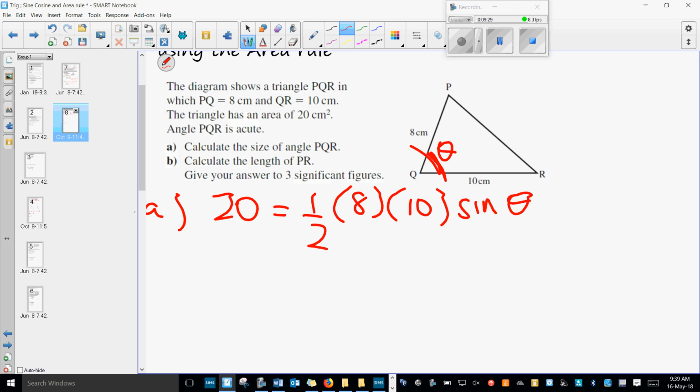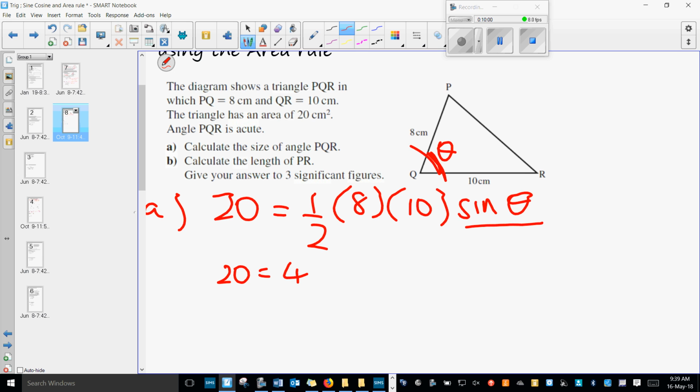I now need to start rearranging because my unknown is over here, so I need to move everything away from it. We just talked about this: if we have a half of something, the easiest way to get rid of that would be to multiply both sides by 2. You could equally work out what 8 multiplied by 10 multiplied by a half is. My preference is probably to work out what this is. So that's 40 sine theta.